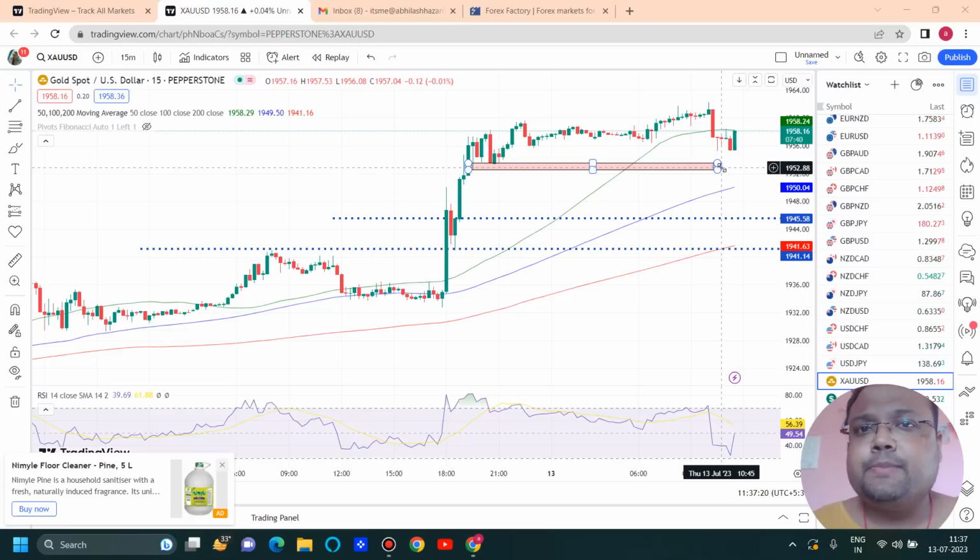So if the market takes support and bounces, go for a buy. And as I said, 1950, 1951, 52 is a weak level. So in case the market drops to 1951, 52, observe the market on the 15 minutes time frame. If you see that the market is taking support, you can hit the buy button immediately.